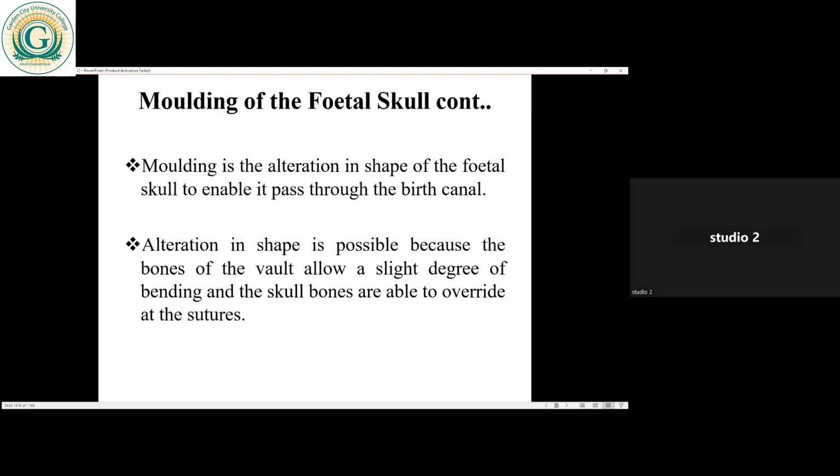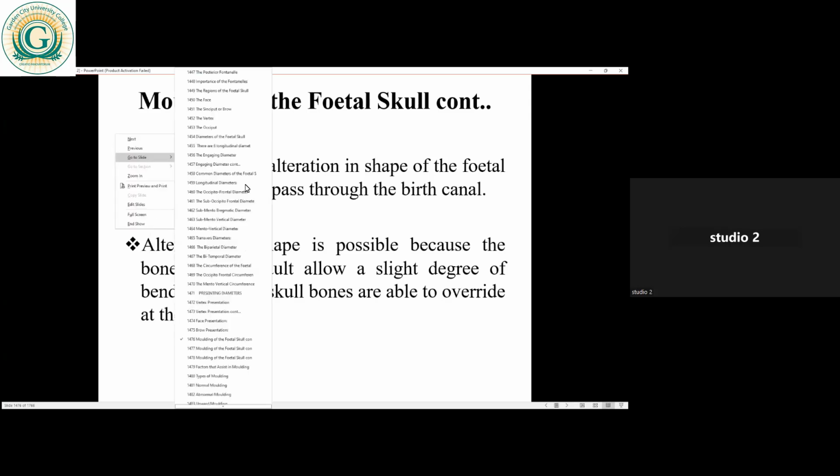So this is where we end with the fetal skull. Next week, God willing, we'll continue with the fetal skull molding. So we've been talking about labor. So we're going to start labor. But before that, if you have any question you can ask.